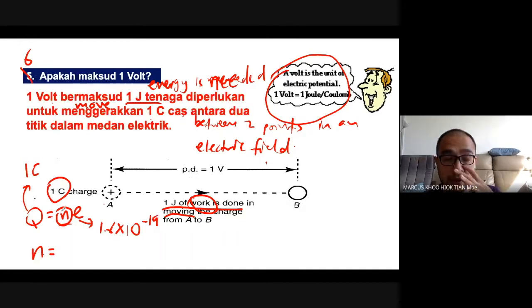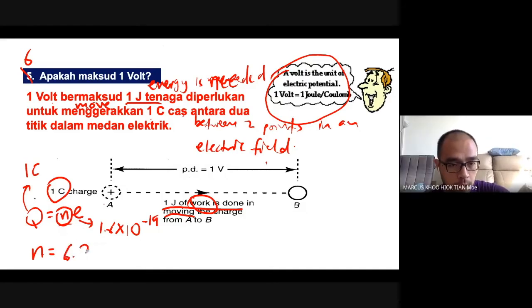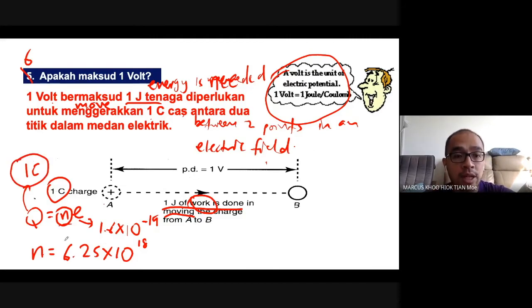Sorry, you have to tell me because I don't have the answer over here. No, I do. How much is it? 6.25 times 10 to the power of 18. Okay, times 10 to the power 18. So what does this mean? It means in 1 coulomb of charge, there are 6.25 times 10 to the power of 18 electrons that are flowing.